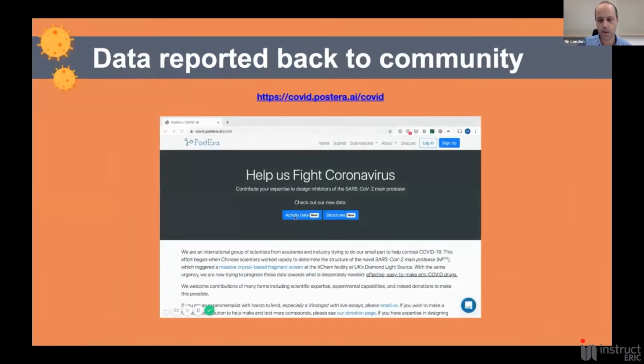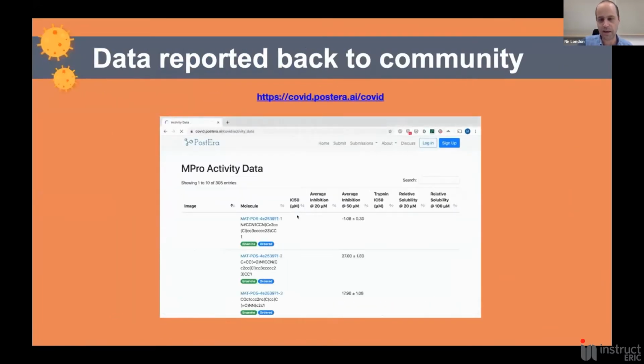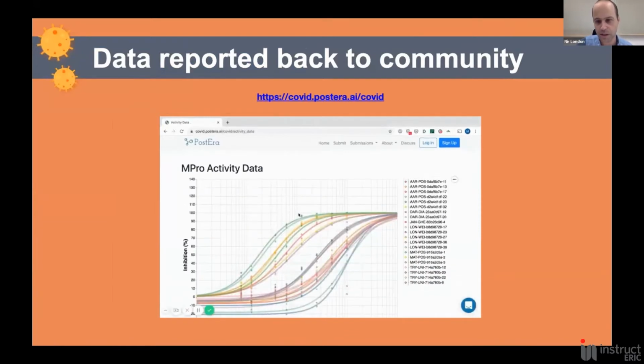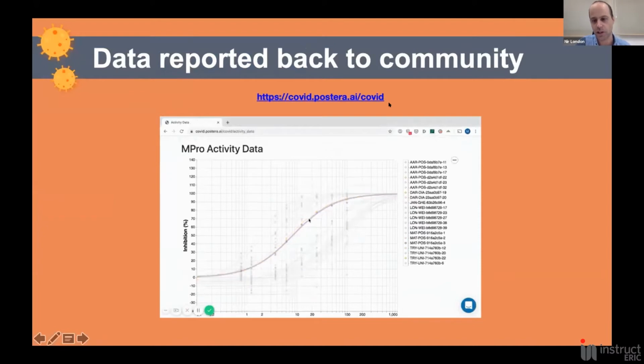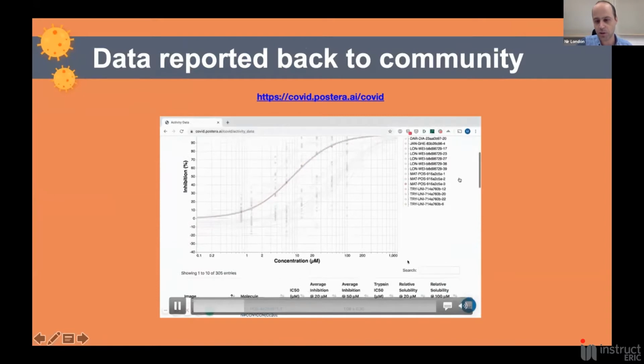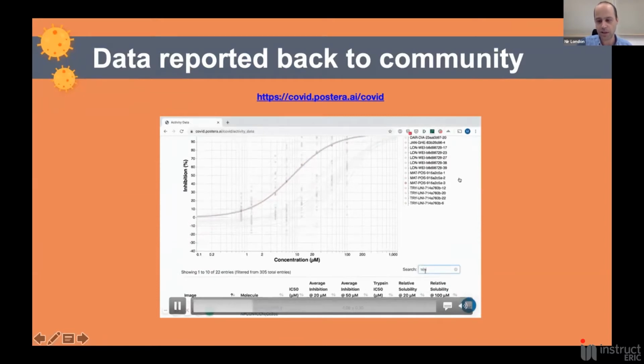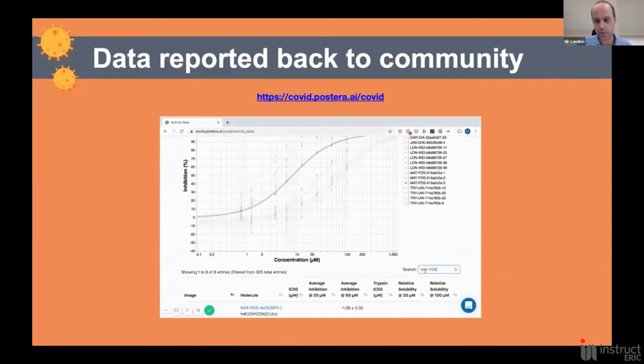And so we published all of this data online in real time. Here you can see screenshots from the Postera website. This is the address if you want to go and check out the data or contribute new ideas. So the inhibition data is also published after each assay, and people can also propose follow-ups.